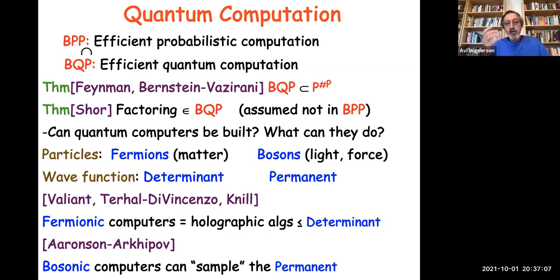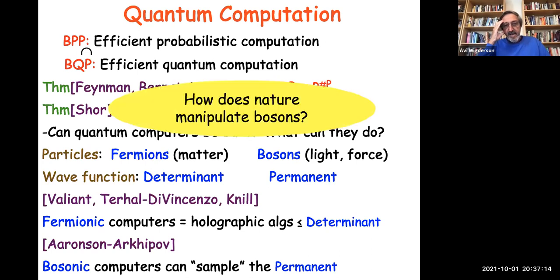And so the basic question I want to leave you with in this physics blurb is this. We believe that permanent is much harder than determinant to compute. And nevertheless, nature seems to know what to do with bosons just as well as it knows what to do with fermions. So what's going on there? Is it really computing it? Is it computing some approximation? Is it maybe the wrong model? I don't know. It's really curious.